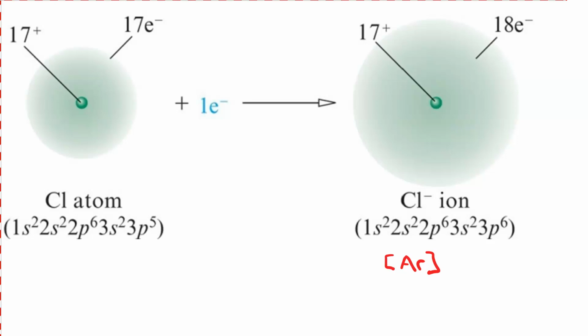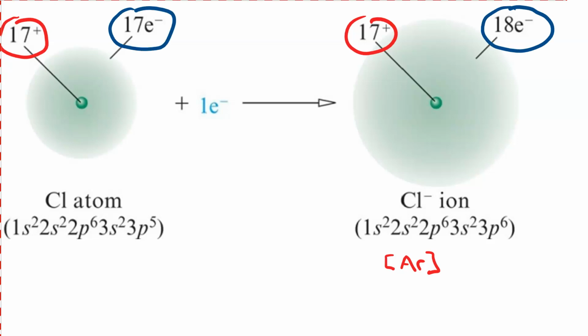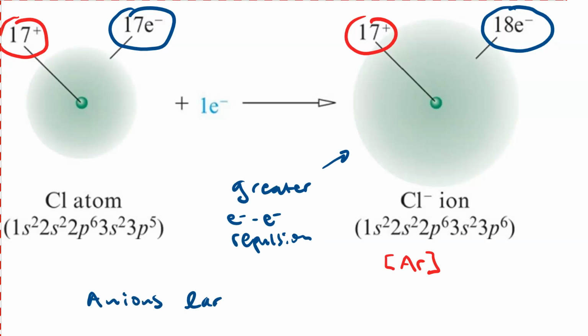Now, a chlorine atom and a chloride ion both have 17 protons in the nucleus, so the attractive force between the nucleus and the outermost electrons is the same. However, the anion has one more electron, and so there is greater electron-electron repulsion in the anion. Hence, anions are always larger than their parent atoms.